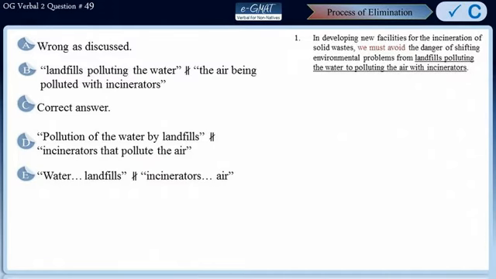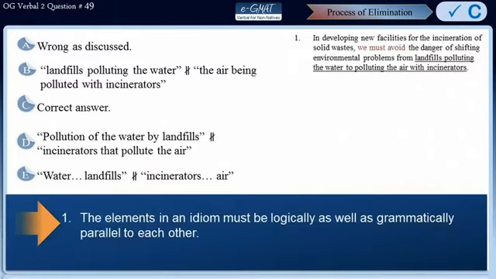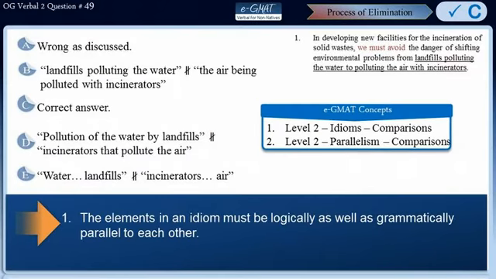This brings us to the takeaway message of this sentence. The elements in an idiom must be logically as well as grammatically parallel to each other. The concepts tested in this sentence have been covered in e-GMAT concepts, Level 2 idioms comparisons and Level 2 parallelism comparisons.